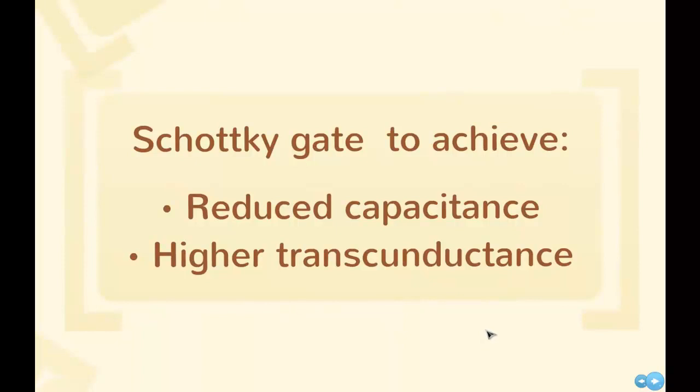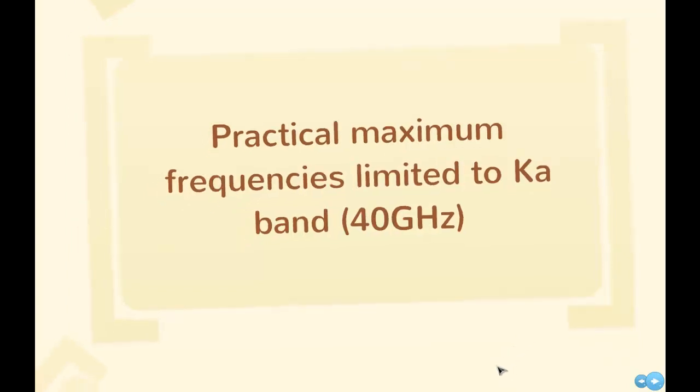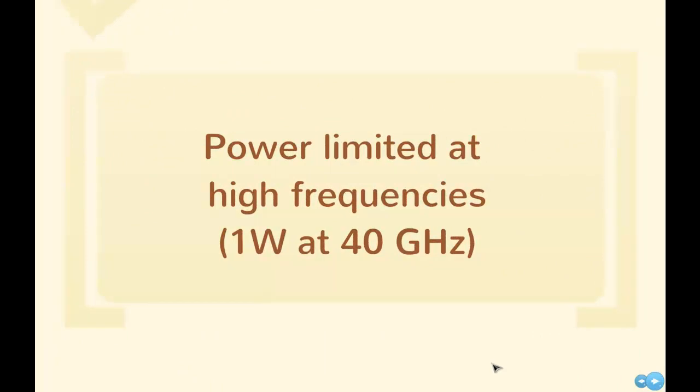They have a Schottky gate, which is a junction between a metal and a semiconductor. This is as opposed to MOSFETs, where the gate has a layer of dielectric underneath it before it gets to the semiconductor material. And having this direct metal-semiconductor junction reduces the overall capacitance, which, as we've seen before, improves the frequency performance of the transistor, and also gives you higher transconductance, which translates into higher gains. The practical maximum frequencies that have been achieved with this type of device is Ka band, so up to around 40 GHz. And at 40 GHz, the power is limited to about 1 watt.